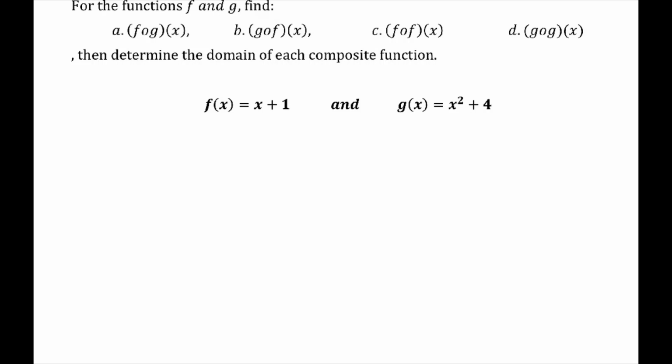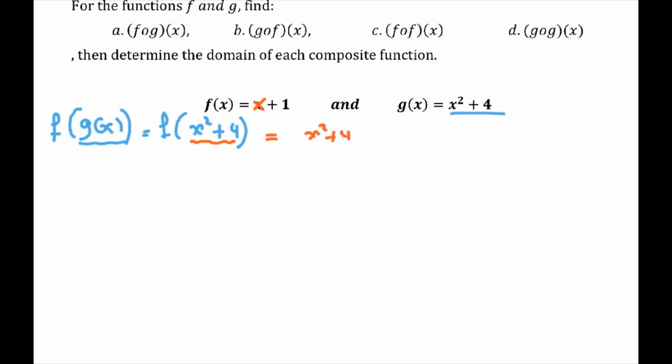We'll start with f of g. So f of g(x), I'm going to replace g(x) by the function g(x). So it's going to be f of x squared plus 4. Now I'm going to go to f, replace x by x squared plus 4, which is going to be x squared plus 4, and then plus 1. Simplify it, it's going to be x squared plus 5.